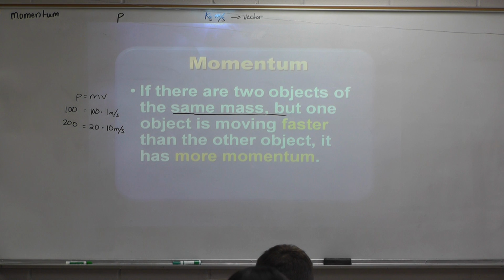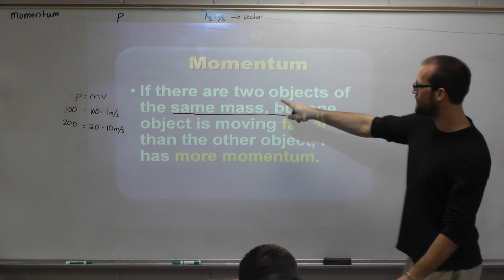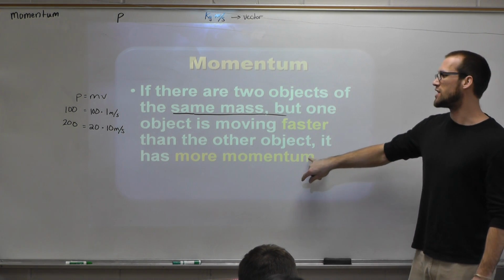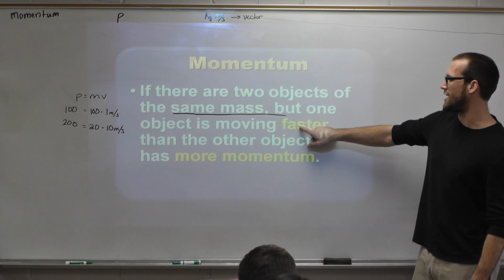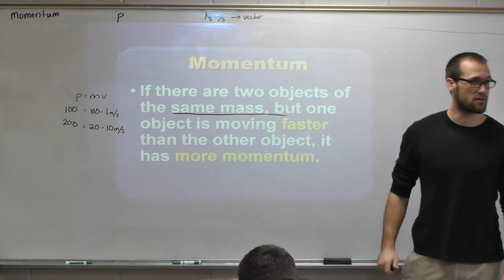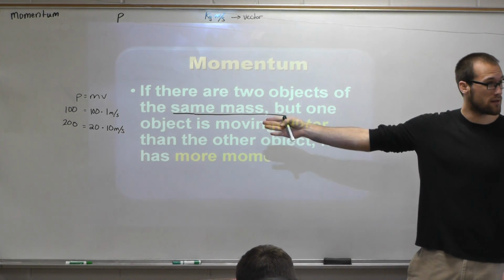So the only way to know for sure that an object has more momentum if it's going faster is if they have the same mass. Really important: same mass. If they have the same mass, you know the faster one has more momentum, because we know that sometimes we can have a faster object that actually has less momentum if the mass is different. And I proved it to you.